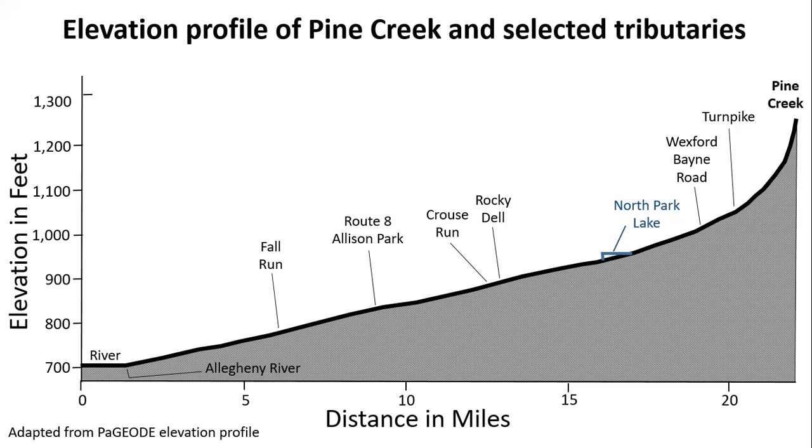The river's on the left, the headwaters of Pine Creek on the right. You can see distance in miles at the bottom. You can see landmarks that the stream crosses, including tributaries at Fall Run, Crouse Run, and Rocky Dell. There's North Park Lake. And this smooth profile, concave up as we expect in this upland area.